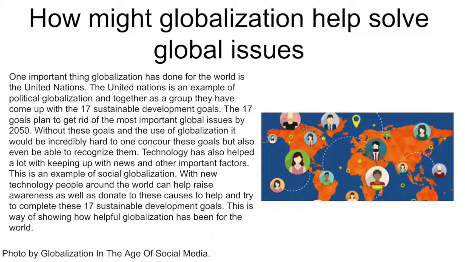Technology has also helped a lot with keeping up with news and other important factors. This is an example of social globalization. With new technology, people around the world can help raise awareness, as well as donate to these causes to help and try to complete these 17 Sustainable Development Goals. This is a way of showing how helpful globalization has been for the world.